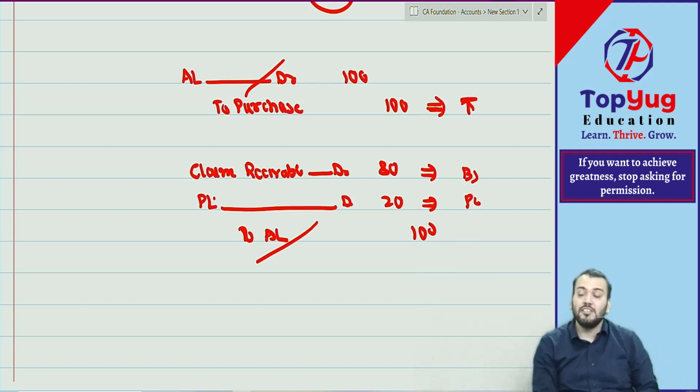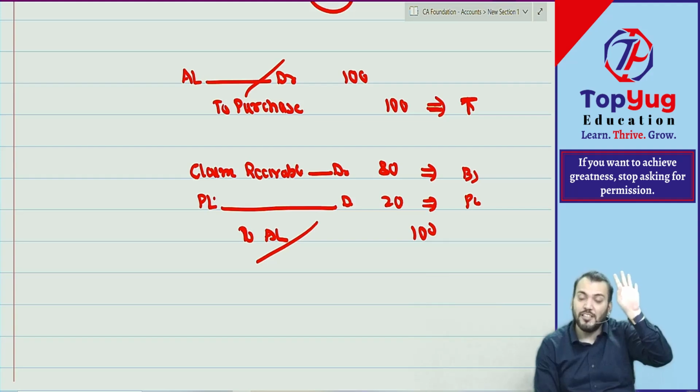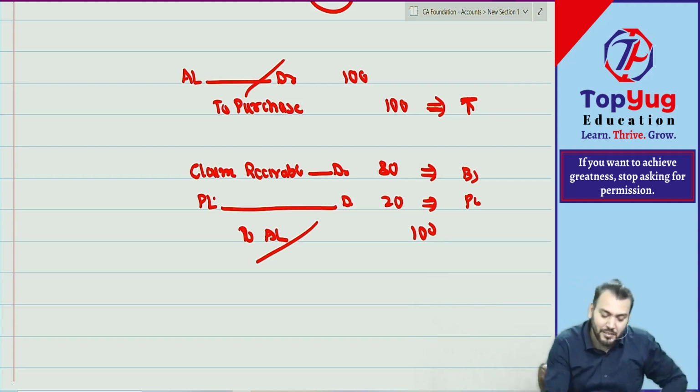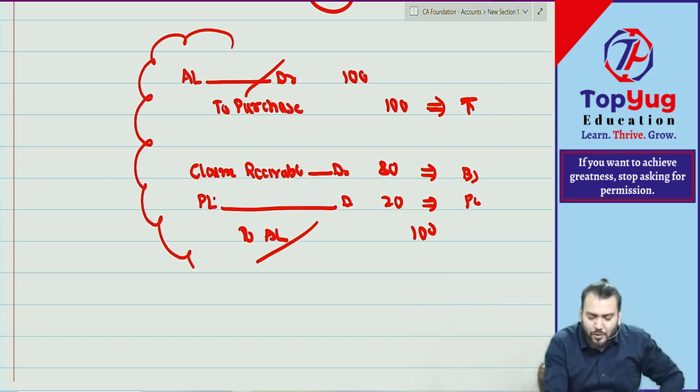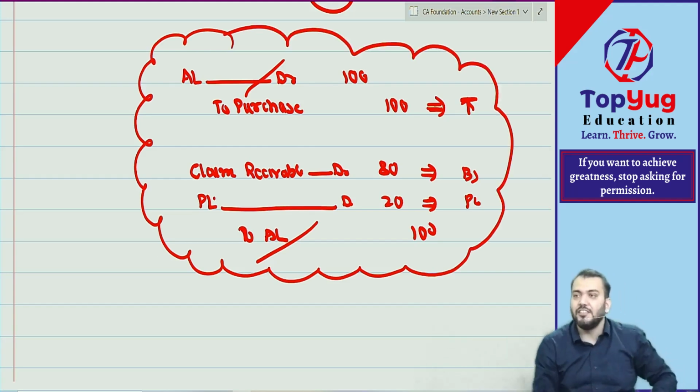Sometimes one question is asked: abnormal loss effect will be transferred to trading, PL or balance sheet, or all. So its effect will go to all: trading, PL and balance sheet. Understood? If it is uninsured, nothing will go to balance sheet. The entire amount will be transferred to PL. Understood? Have you understood this point? Very important transaction in CA Foundation. Normally they ask this transaction in the exam. Understood? Done.